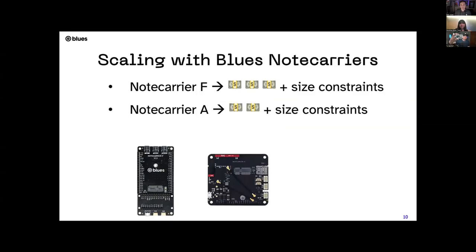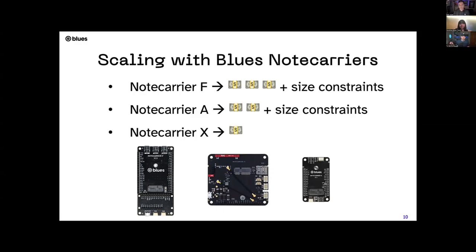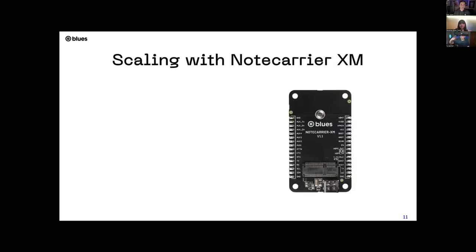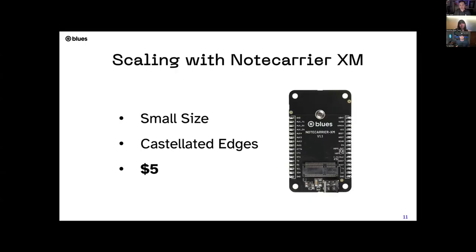Note Carrier A is another fantastic board that we offer. It's got onboard antennas. It's a little cheaper than the F, but it's also not tiny. Then you have the X, which is certainly small, but again, maybe not down to the right price point for many product budgets. And when I talk about product budgets, I'm talking about when you start scaling to 1,000 devices or more. So this is why we also have the Note Carrier XM, which is a minimal note carrier that's very small, has castellated edges for embedding in your product, and it's only $5.